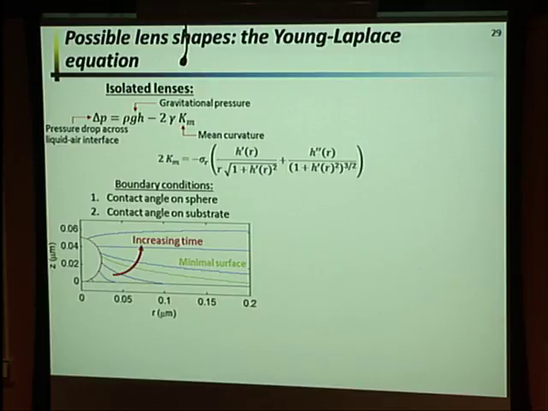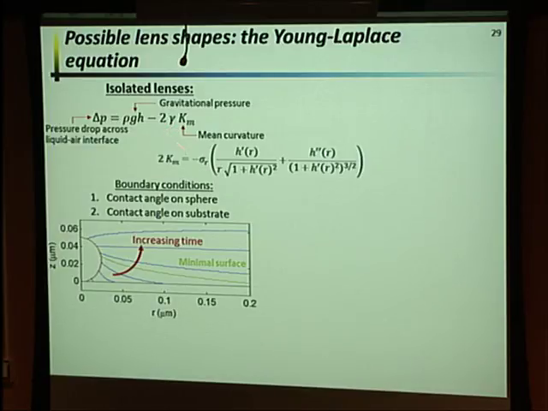So I'm going to go through each one of these steps in a little bit of detail. The first step is to model the family of the shapes of these lenses. And the equation we're using to do this is the Young-Laplace equation. This is the same equation that models the shapes of soap films and soap bubbles. It essentially relates surface tension to curvature and to pressure.